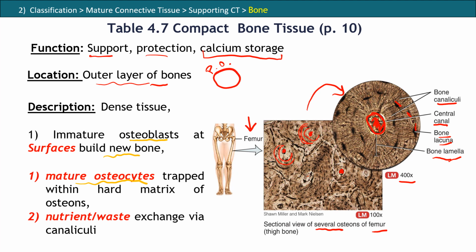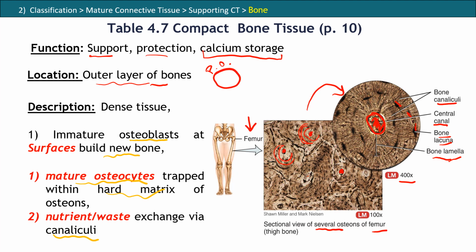bone cell type that gets trapped in this hard matrix of the osteons that we showed today. Finally, in the bones, you have this structure that we also talk a lot about, the canaliculi. And the canaliculi are in charge of exchanging nutrients and removing waste. Okay, so with this, we finish the compact bone.